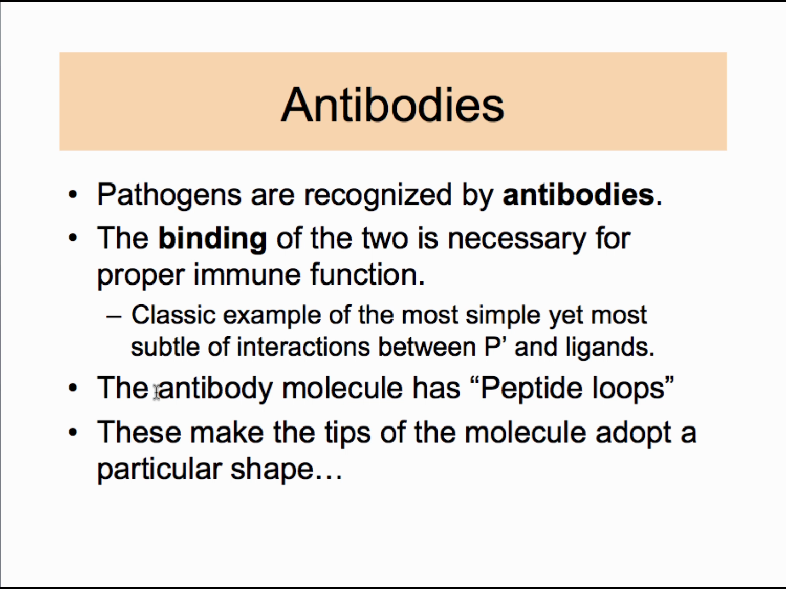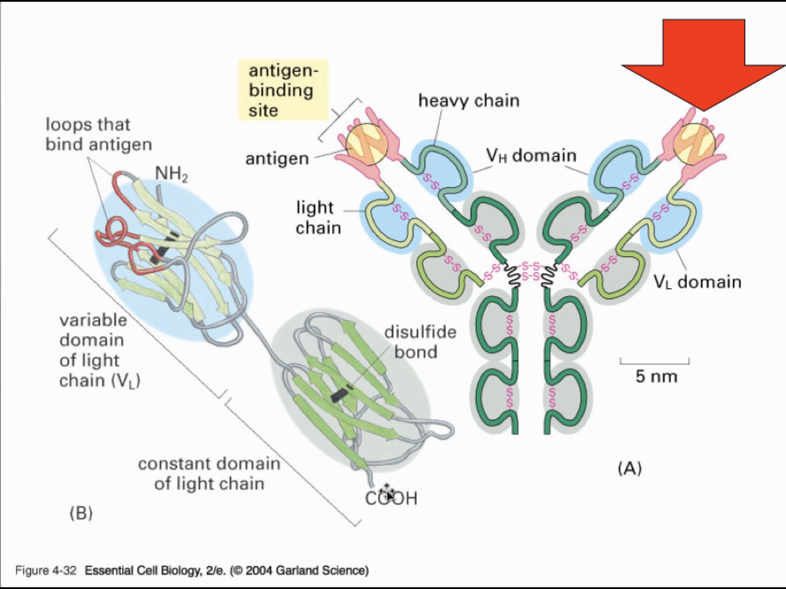The antibody molecule itself has peptide loops at one end which are compatible with the surface of the protein from the pathogen. These tips make the molecule have a particular shape. In general, an antibody molecule looks like a Y-shaped protein. It is composed of 2 light chains and 2 heavy chains. The 2 light chains are identical, and the 2 heavy chains too are identical.